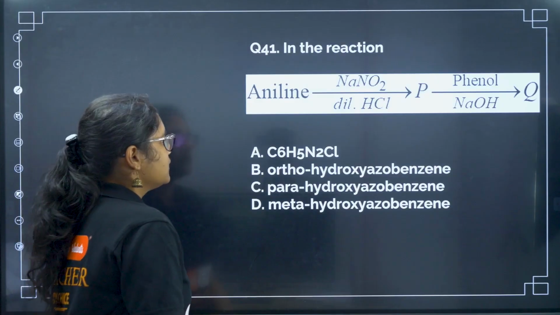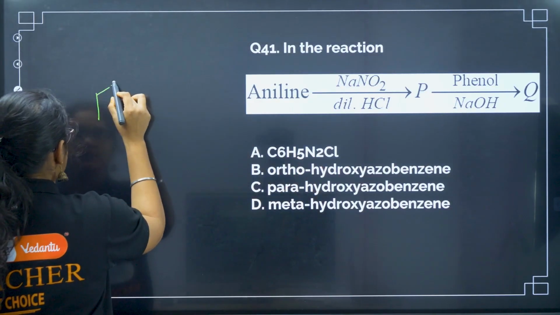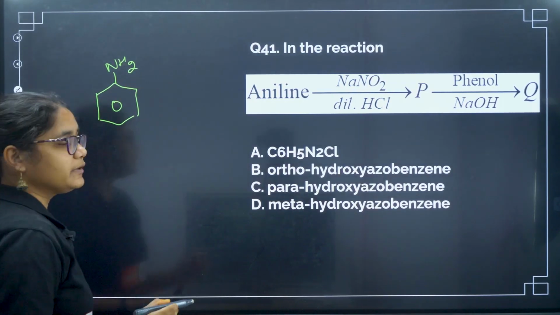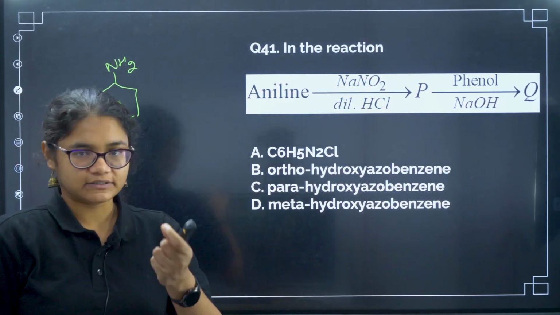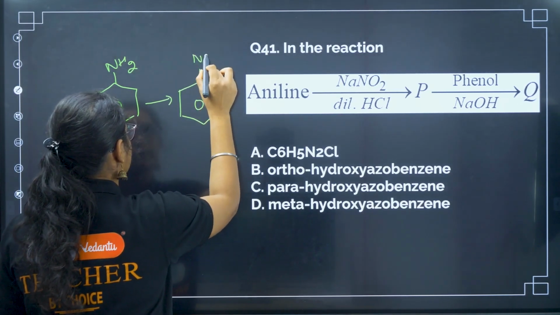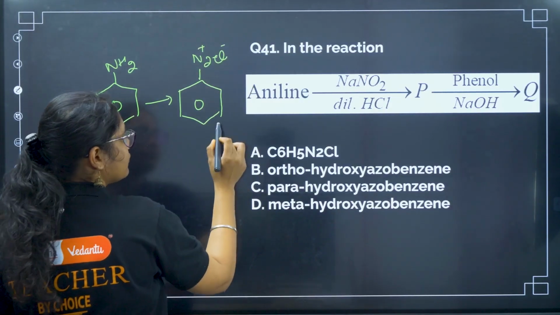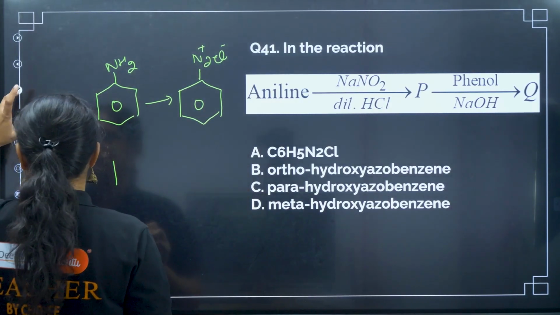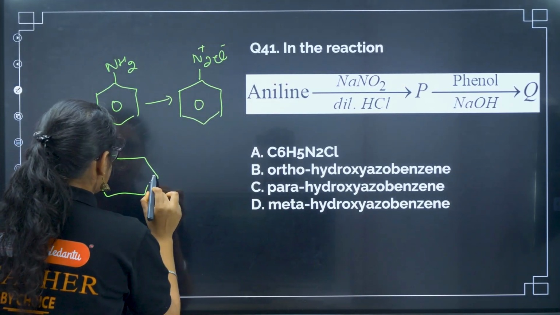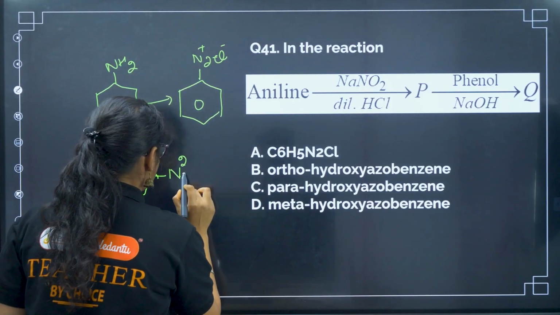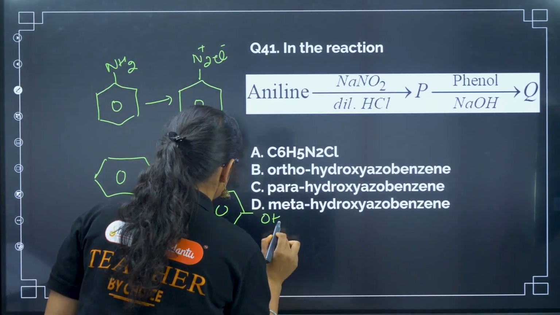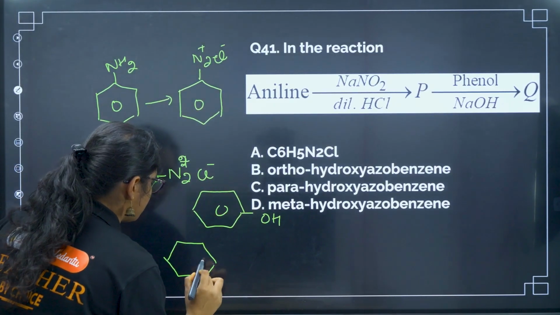Okay, next, this one is an easy question, a very important reaction, coupling reaction we have here. Aniline is there, NH2. When you treat it with NaNO2 and dilute HCl, it forms diazonium salt. We will get this one. Now if you take it with phenol, there is a coupling reaction here. So we can get this one, N2+ Cl-, and it is reacting with phenol, right? So here reaction takes place and we get this compound.